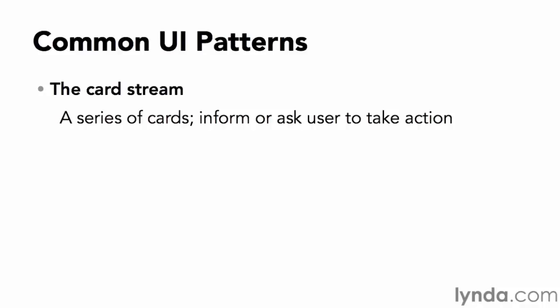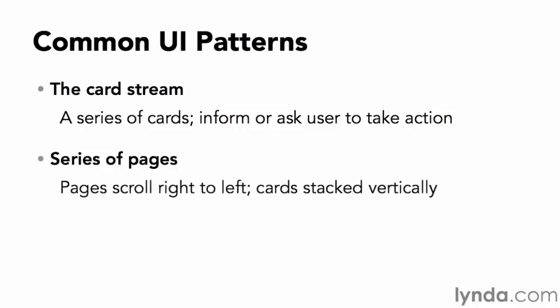When you give them a series of cards, they stack vertically, and the user swipes upward to see the next card. You can also structure your information in a series of pages. Pages scroll from right to left. Cards are stacked vertically. For example, a 2-page sequence might include a single page with a little bit of information, and then another page that has an action button.